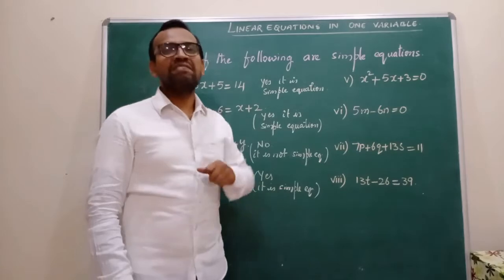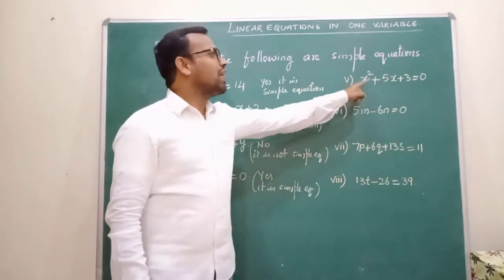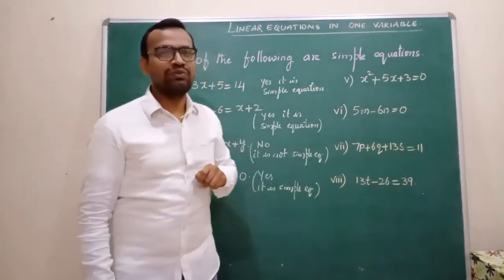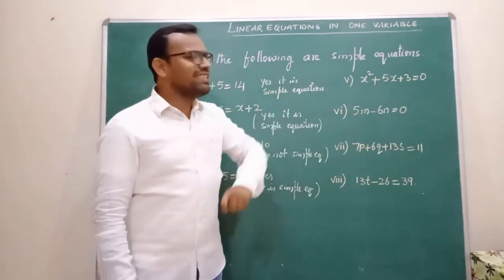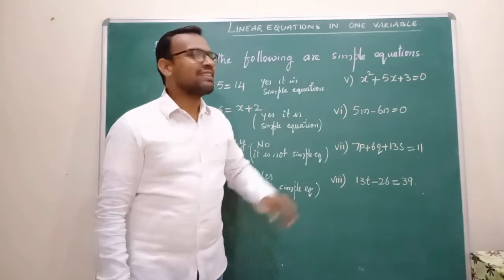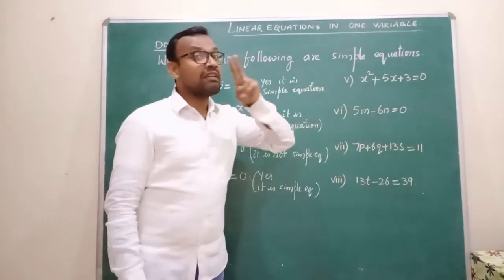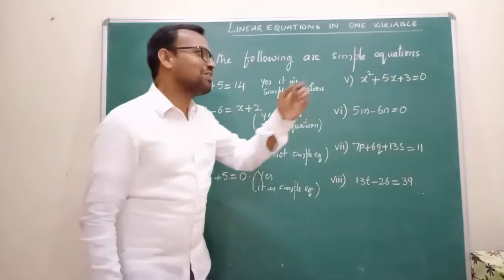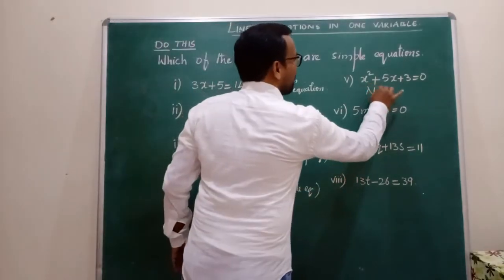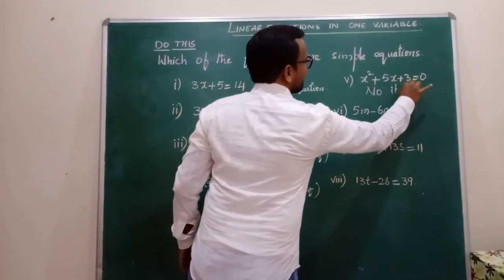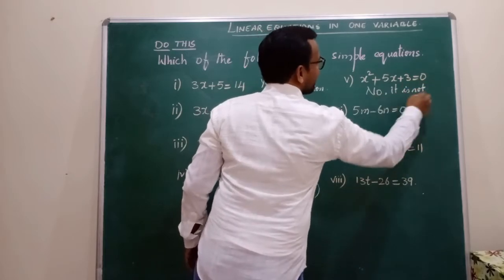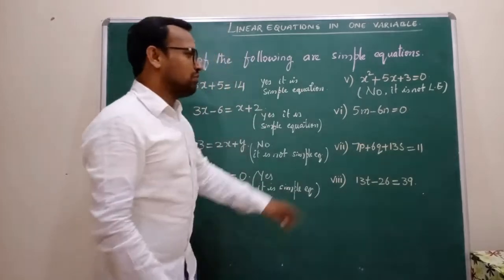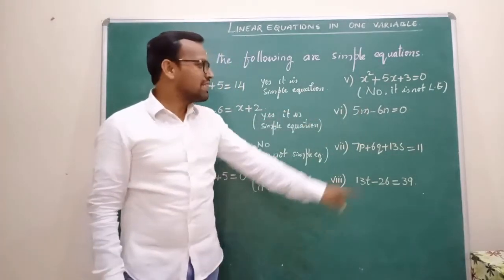Let's move to the fifth one. x square plus 5x plus 3 is equal to 0. So what is the degree of this equation? 2. If the degree is 2, is it a linear equation? Not at all. So let me write, no, it is not a linear equation.